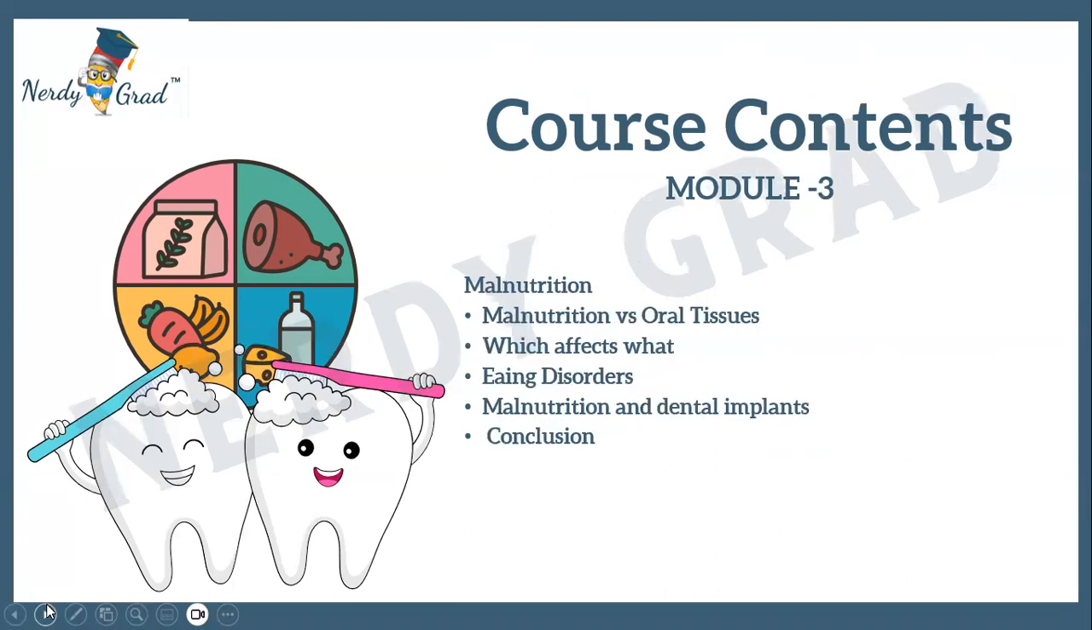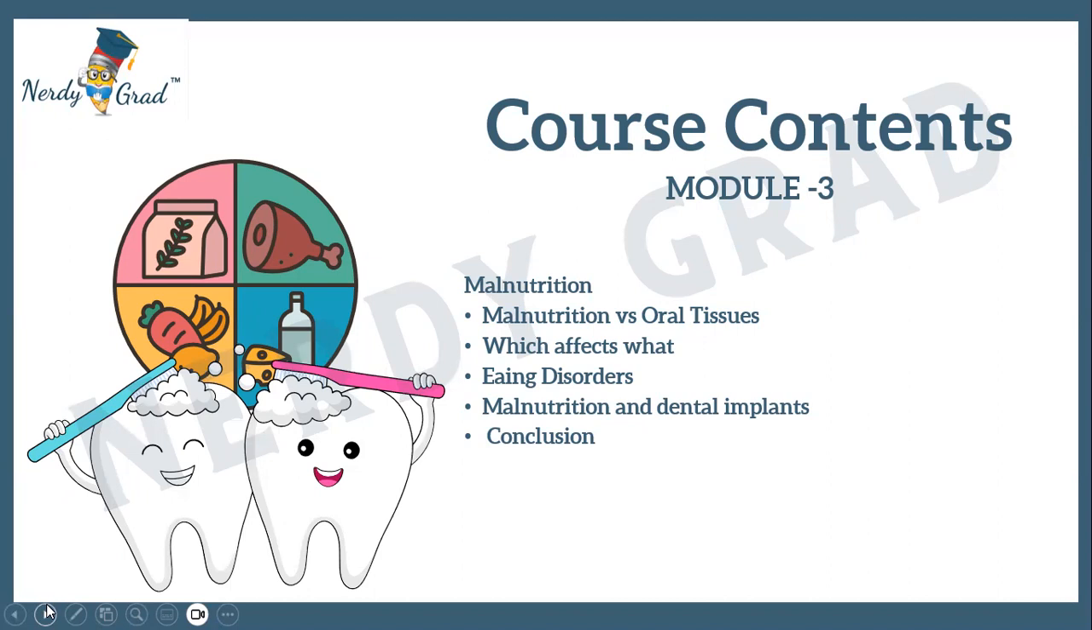strong teeth. Now the content for module 3, when we talk about malnutrition, is malnutrition versus oral tissues. How are the tissues going to be affected first, because they are supposed to be very healthy to maintain healthy teeth, and which affects what?